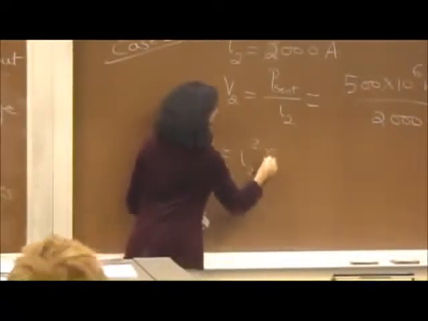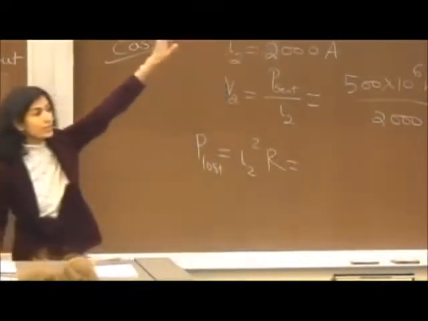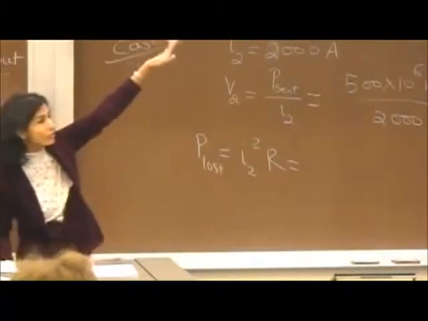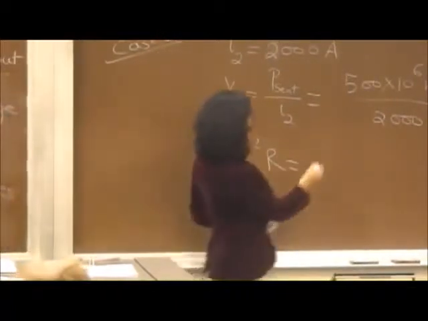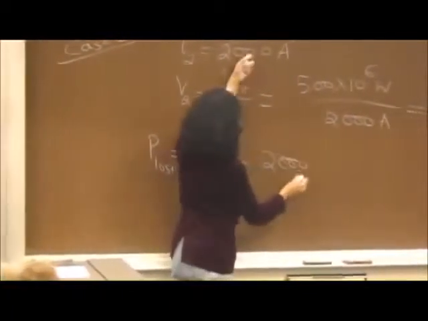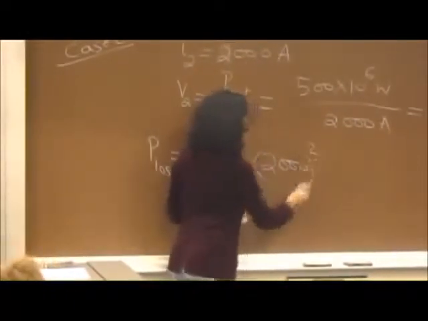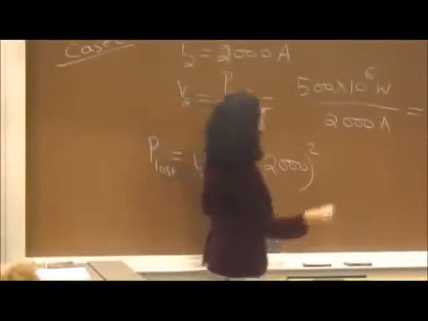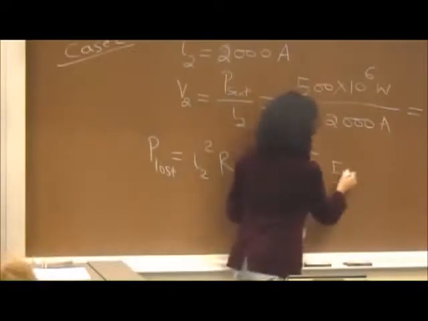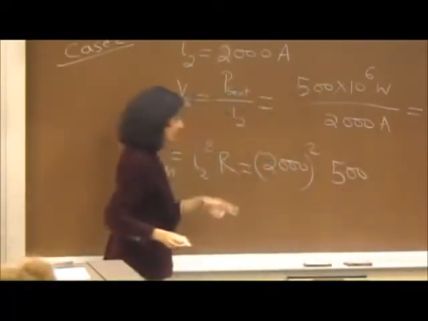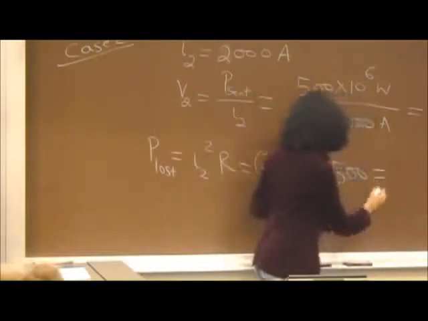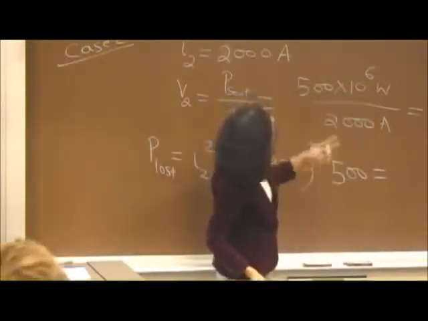Is it I2 square times R? It's the same resistance. The coil resistance has not changed. It's the same resistance, 500 ohms. Let's see how much is the power that is lost. It's 2000 amps. This time, if we are sending it at 2000 amps, it's this square times the same exact resistance of the coil in the power line. How much is it? 10 power 6.